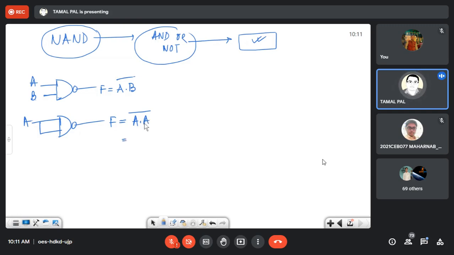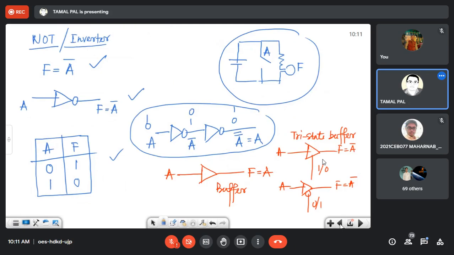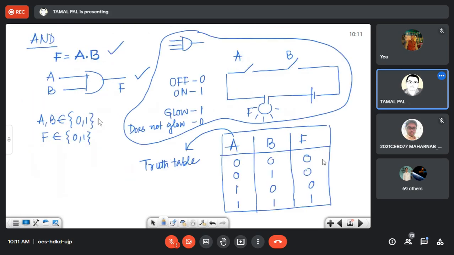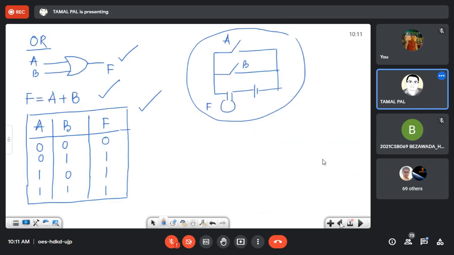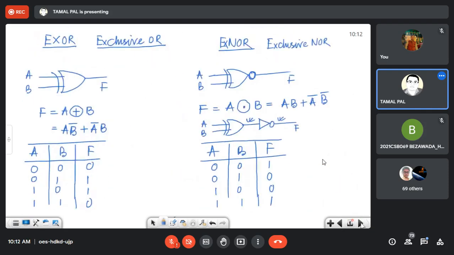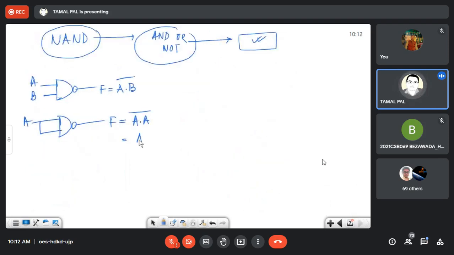Now A dot A, what is A and A? If I go back to AND, we find that 0 and 0 is 0, 1 and 1 is 1. So that's why A and A is A. So it is nothing but A complement, or A not. So using a NAND gate, it is possible to have a NOT gate. This thing is proved from this expression.